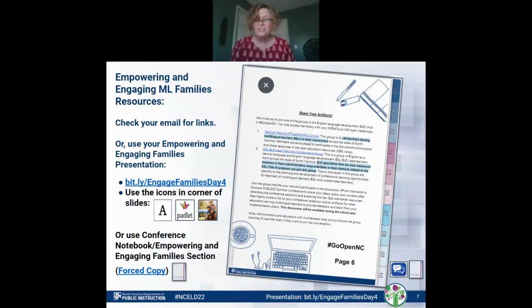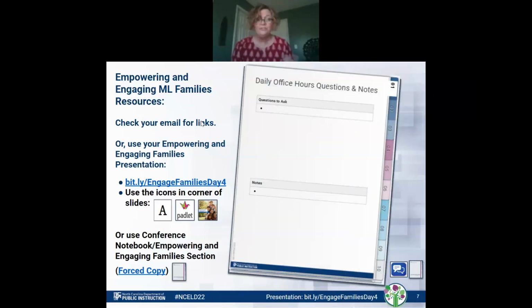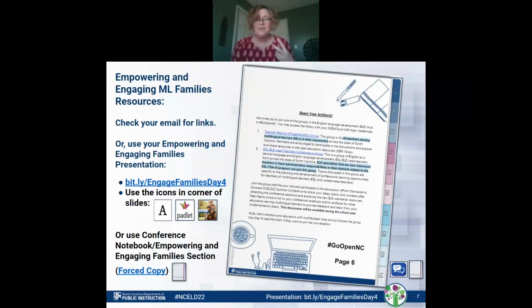We would love for you to share your artifact through the hashtag #GoOpenNC. That can be found on page 6 of your notebook. And you could share it via 2 groups. Those were listed on that page in your notebook. Yep, those 2 groups there, you can share your artifact and your ideas with others across the state.